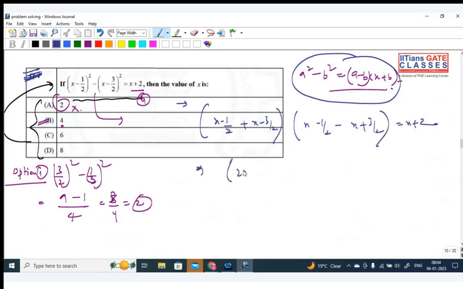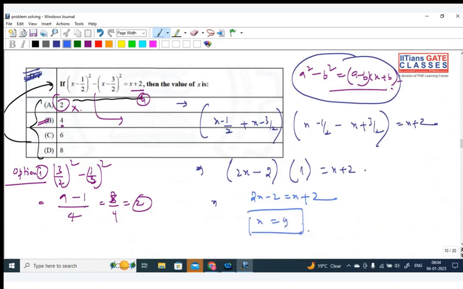So this will give you 2x minus 2, and this is, I believe it is correct, yeah. So I believe this is correct again. So this is x plus 2, right? So yes. So what is the value of x here? Anyone can solve this now. So 2x minus 2 equal to x plus 2. So you can take x equal to 4.